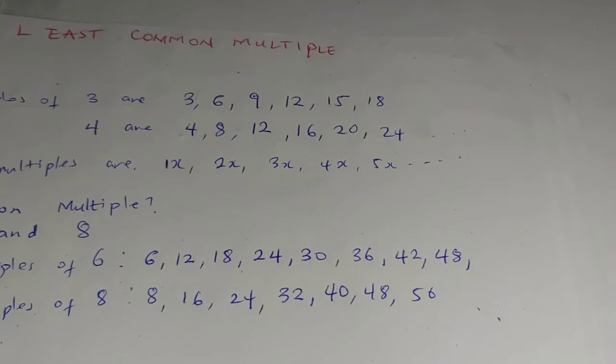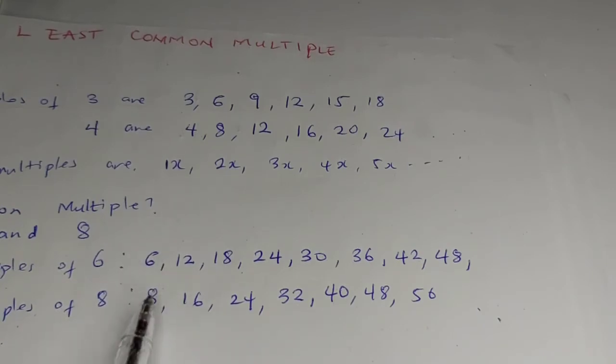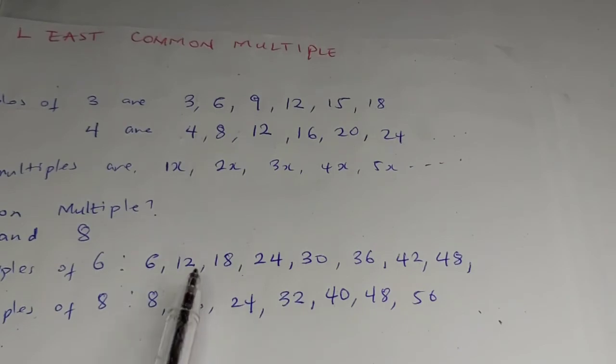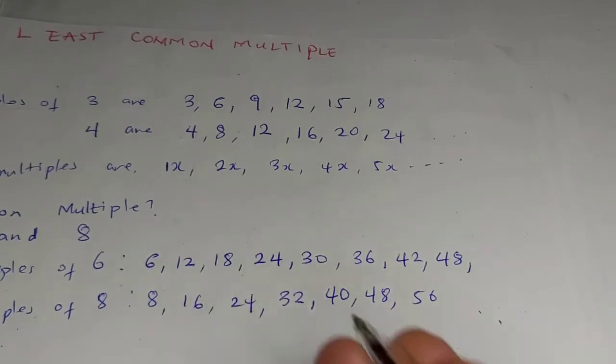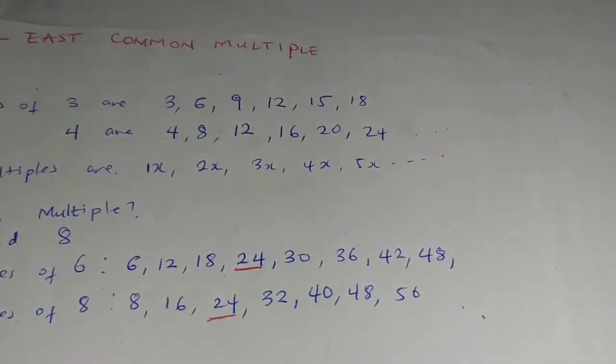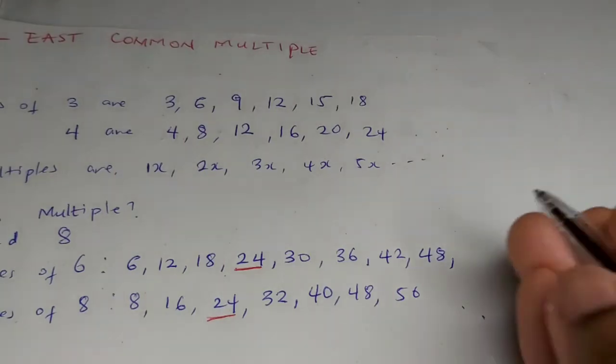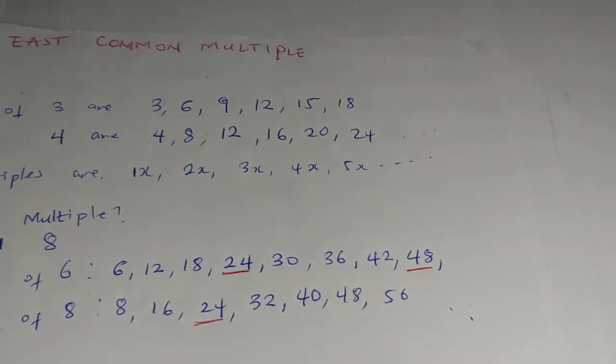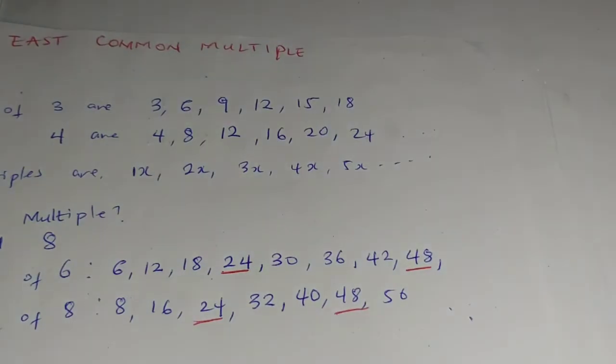Okay, so now when we look at the multiples of 6 and of 8, 6 is not in the multiples of 8, 12 is not there, but we see 24 is in both, and 48 is also in both. So 24 and 48 are common multiples of 6 and 8.